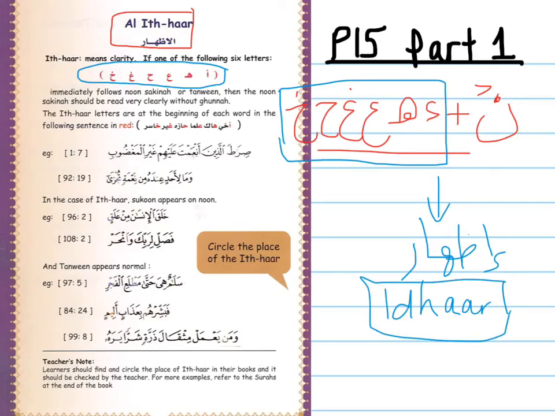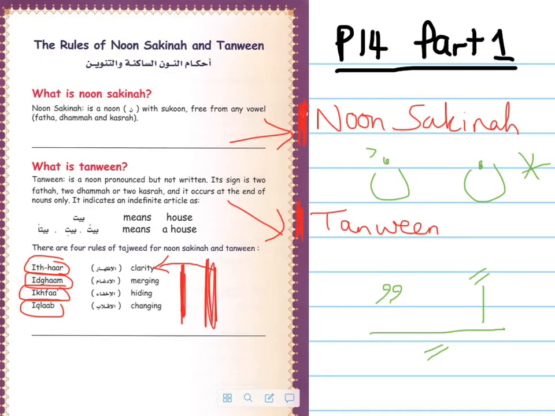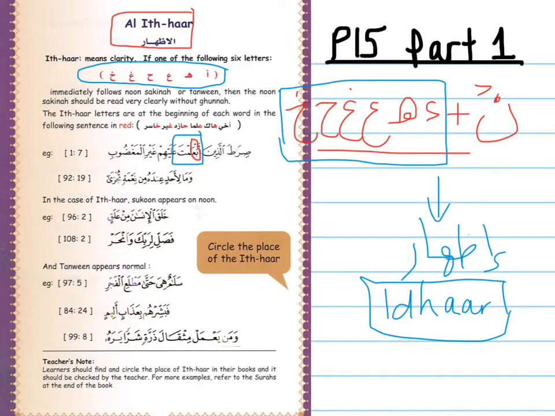So for example, if you look at this word here, this Nun right here is silent. There's nothing on it. There's not a Fatha, there's not a Kasra, and there's not a Dhamma. So we have to think, right, one of these four rules here has to apply. So which one is it? We'll have to look at the letter that comes after it. So the letter after it here is the Ain. The Ain, as we heard, is one of the Idhaar letters.